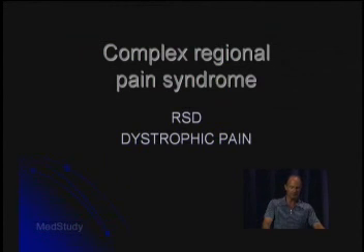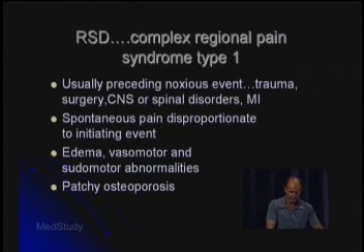Complex regional pain syndrome, let's get through this section, and then we'll give you your big break. I think you will be asked about RSD, reflex sympathetic dystrophy, or dystrophic pain. These days we're calling it complex regional pain syndrome. We divide it up into type 1 and 2. In type 1, there usually is a preceding noxious event like trauma, surgery, or spinal or CNS disorders, or even myocardial infarction. There seems to be pain way disproportionate to the initiating event.